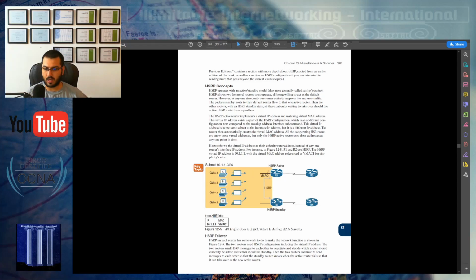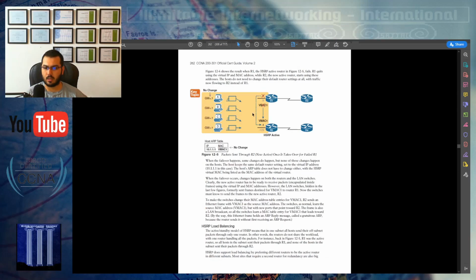Okay, in the ARP table, it will combine a VMAC. What is that VMAC? If you can tell me, if my eyes are not seeing that VMAC, it's not even mentioned in here as I can see.